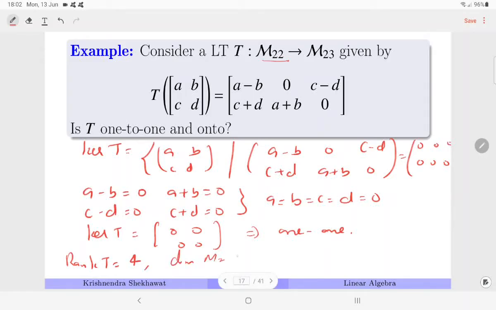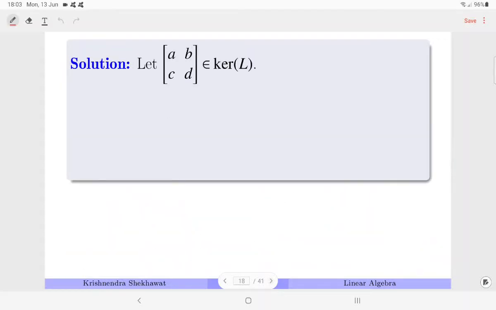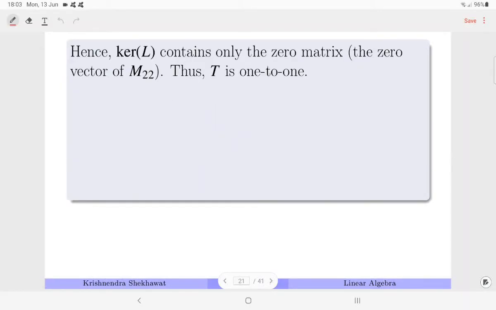But the dimension of M23, which is W, is 6. 4 is not equal to 6, which implies not onto. So if it is 1-1 it cannot be onto because the dimensions of V and W are not equal. This is what I told in the previous slide. So I have added a complete solution here.